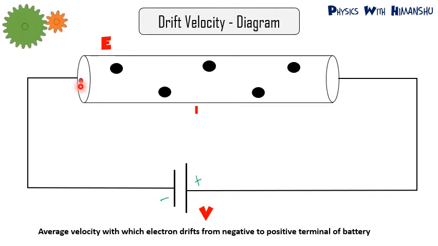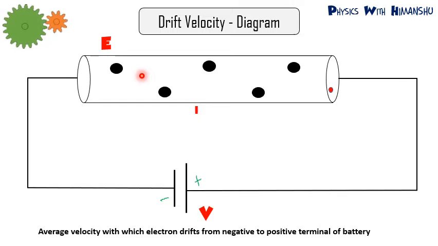Just see the movement of this electron, how it will move from the negative to the positive terminal of the battery. The electron will get attracted to the positive terminal. So it will collide with this atom and with this atom and with this atom and with this atom. So there will be a successive number of collisions when the electron drifts from the negative to the positive side. We'll calculate the average velocity with which an electron will drift from the negative to the positive terminal of the battery.